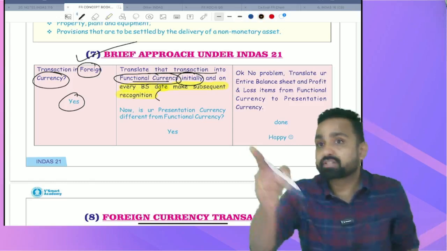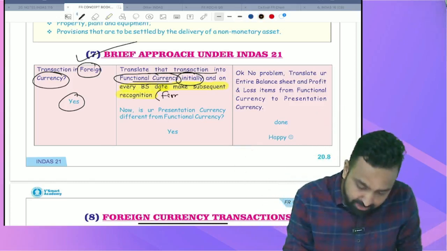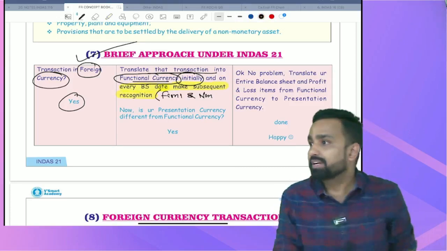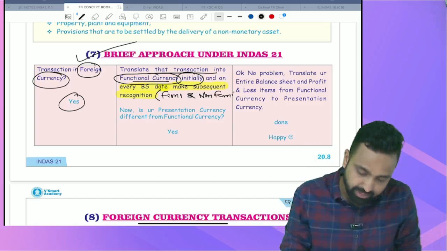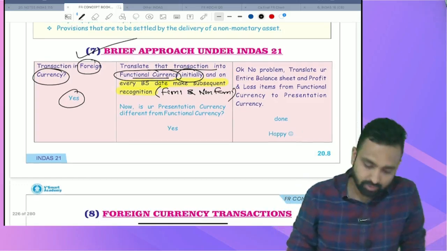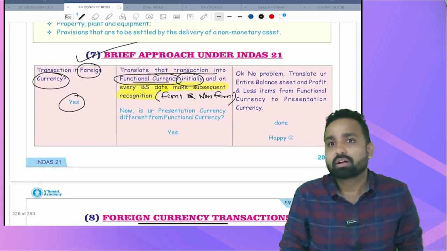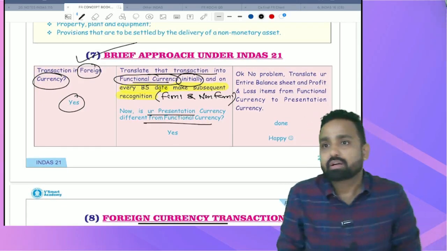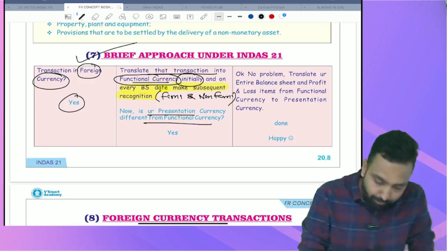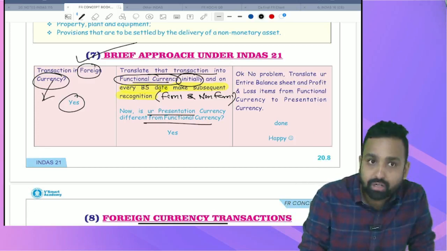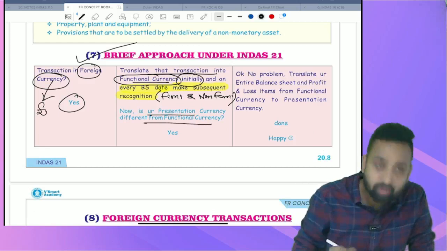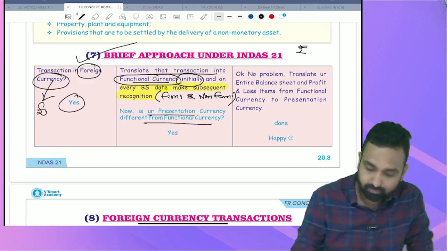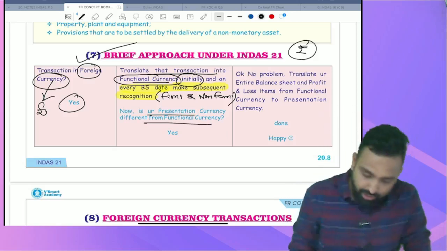See guys, we discussed the subsequent recognition right now, FCMI and non-FCMI. You understood or not? Yes. Okay, then. Now is the presentation. Now is your presentation currency different from functional currency? Yes. See, now, wait. Foreign currency. No. Pound. My Indian currency is rupee. Functional currency. Okay, here what will I do?